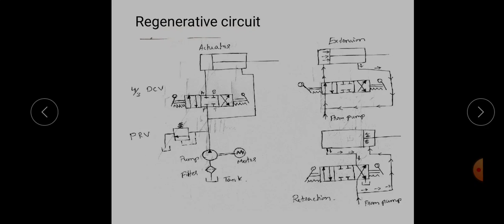Thank you students. I hope you have got a lot of information regarding the 3 circuits. It will be very helpful in your exams, and for a better experience, use some software related to hydraulic systems and hydraulic circuits, and you can see the animations. Those animations will help you understand in a better way.